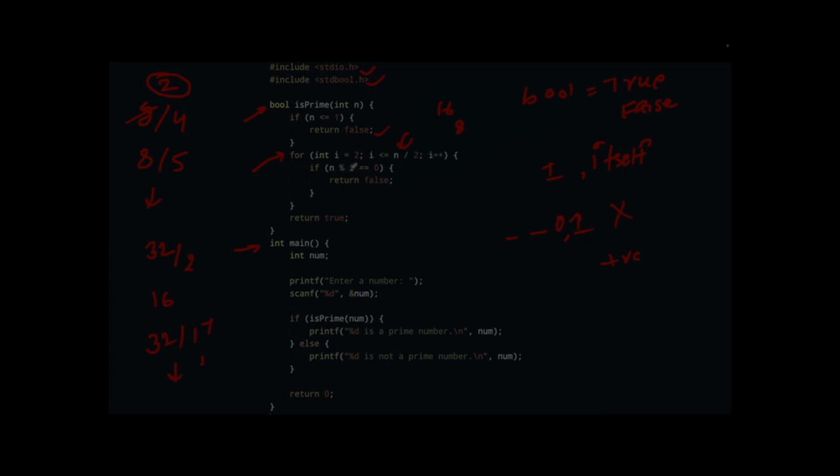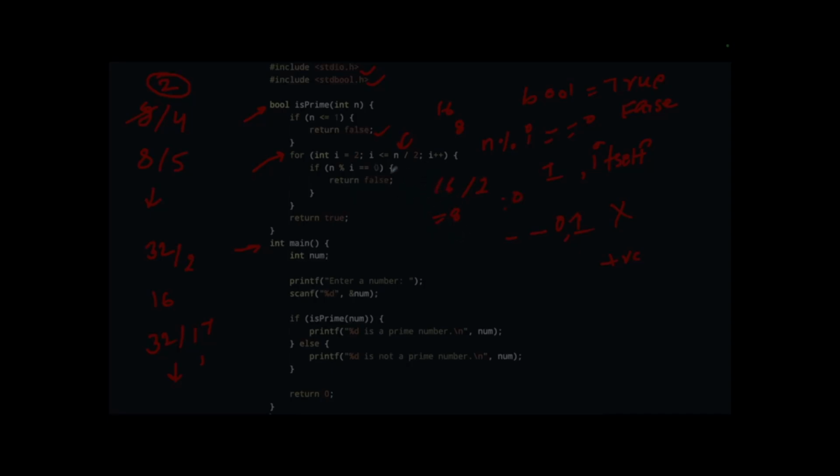So if n % i equals 0, then return false. Now what does this mean? n % i equals 0 means it gives the remainder. If n, that is the entered number 16, is divided by 2, it will just give 8. There is no remainder. The remainder is 0. And if the remainder is 0, we should return false because it is not a prime number, isn't it?